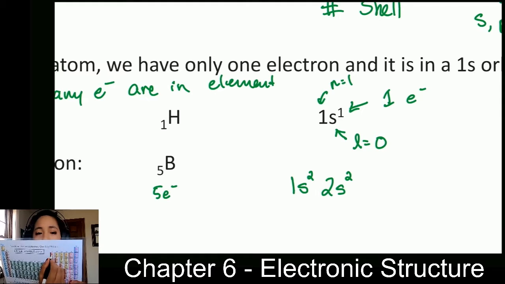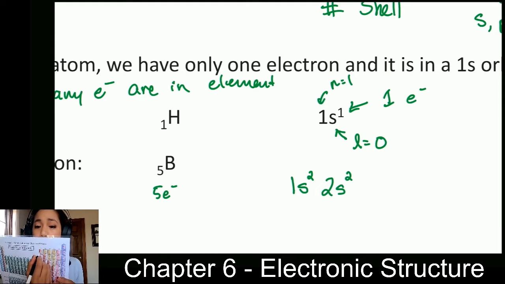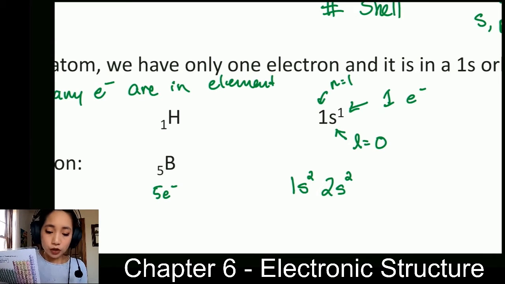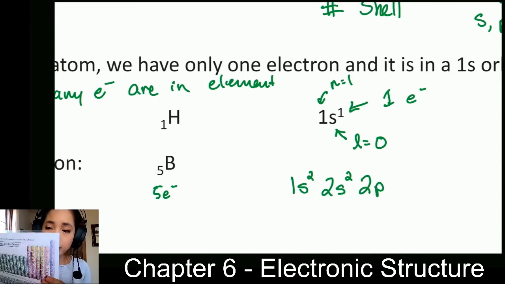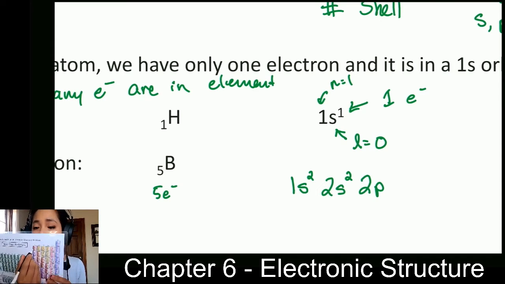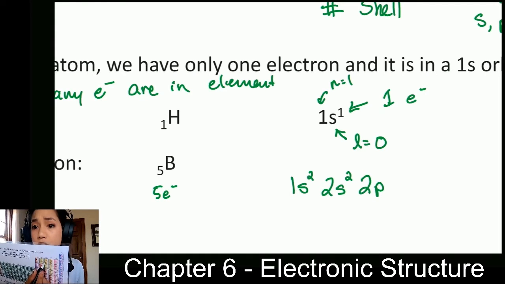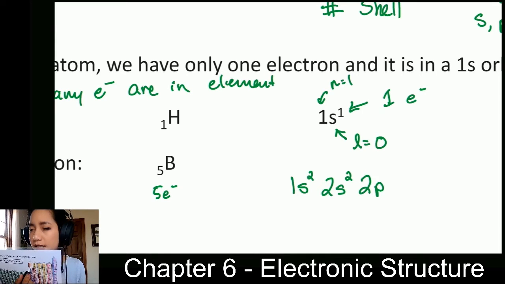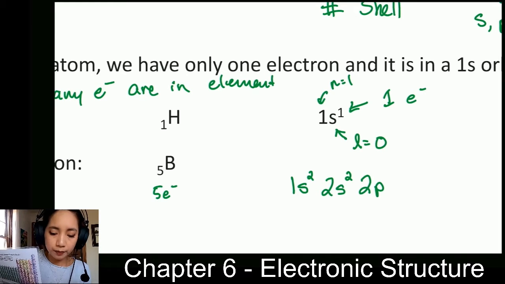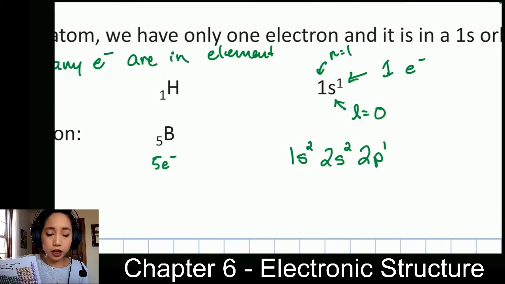And now the 5th electron, which represents boron, is within a p subshell. This is a 2p subshell, and there's only 1 electron in it because it's boron. If this question was asking for nitrogen or something, then we would put 3 electrons in the 2p subshell. But in this case, since it's boron, we only need to place 1. So this is the full electron configuration for boron: 1s2, 2s2, 2p1.